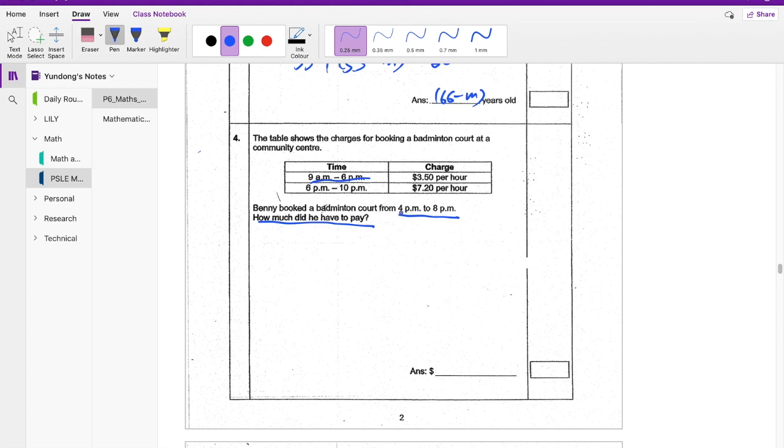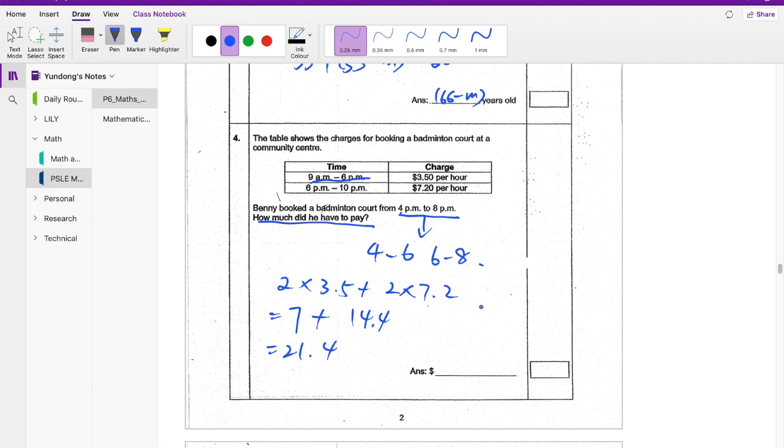From 4 to 8, you are across these 2 time slots. So we need to separate this into 4 to 6 and 6 to 8. 4 to 6 is this price and 6 to 8 is this price. So per hour, 2 hours at 3.5 and 2 hours at 7.2. So this equals 7 plus 14.4, which is 21.4. So the total is 21.4.